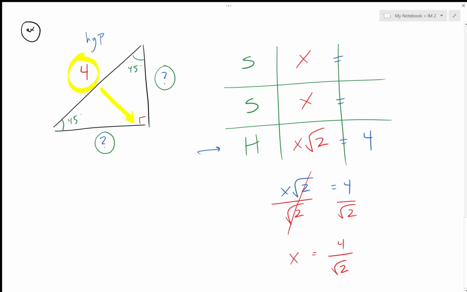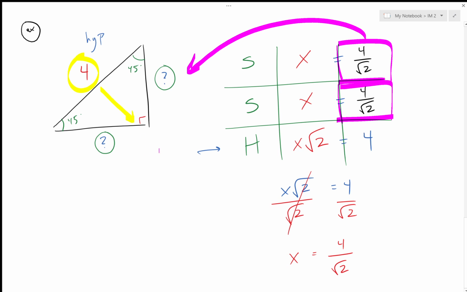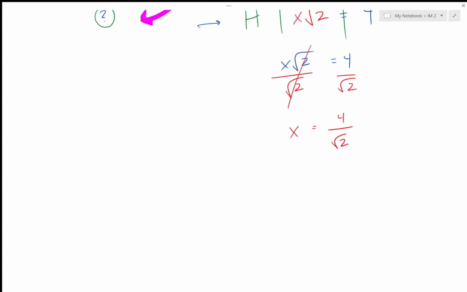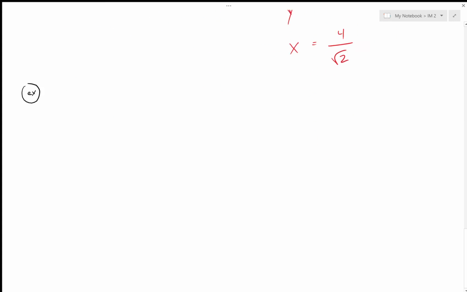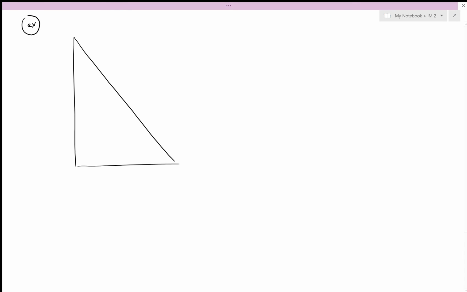And that, ladies and gentlemen, is your answer for x. But the great thing is, both short sides are the same size. So there you go, your two answers. 4 over square root 2 for both of those. One last example. So you're starting to see the different shapes between these triangles.